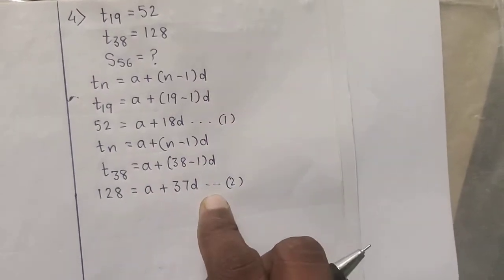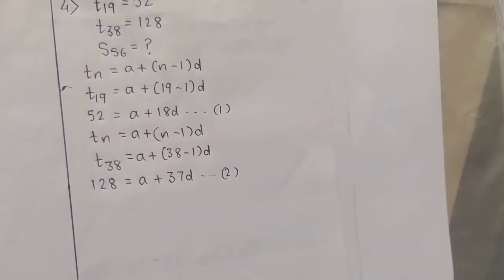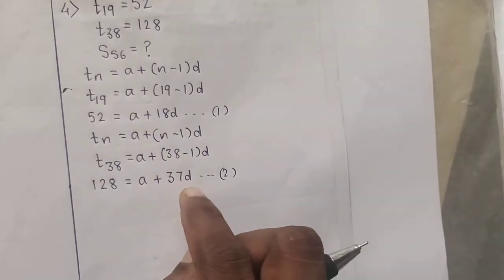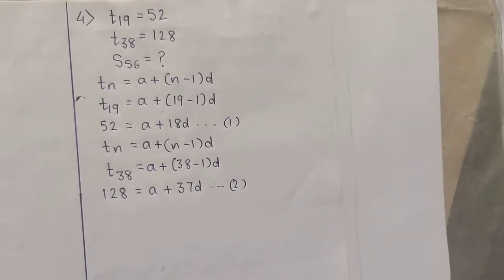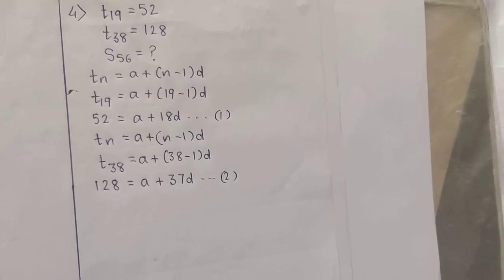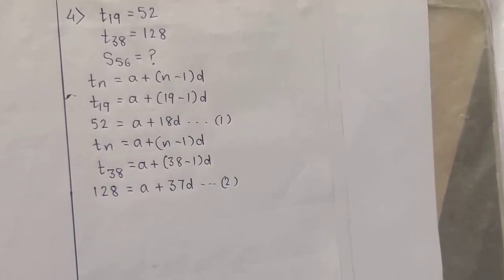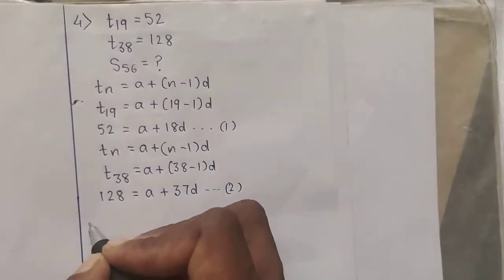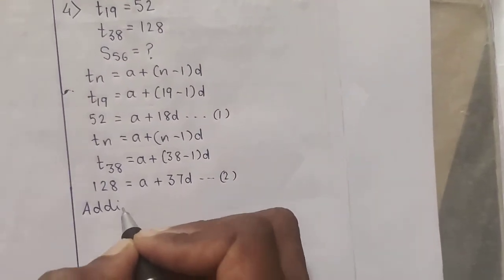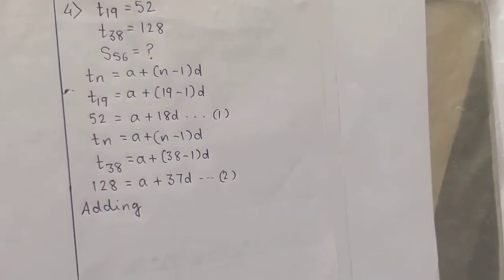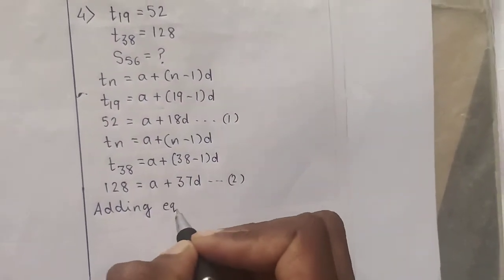Now see, we have to solve equations 1 and 2 so that we can find out S56. Suppose I am adding, then 18d plus 37d becomes 55d. So in this case we are going to add. We are not interested in finding the values of a and d. We are interested in finding the value of S56. Understood now? In this case you are not going to find out the values of a and d and after that find S56. No, instead we are going to use a different way. So let us do that.